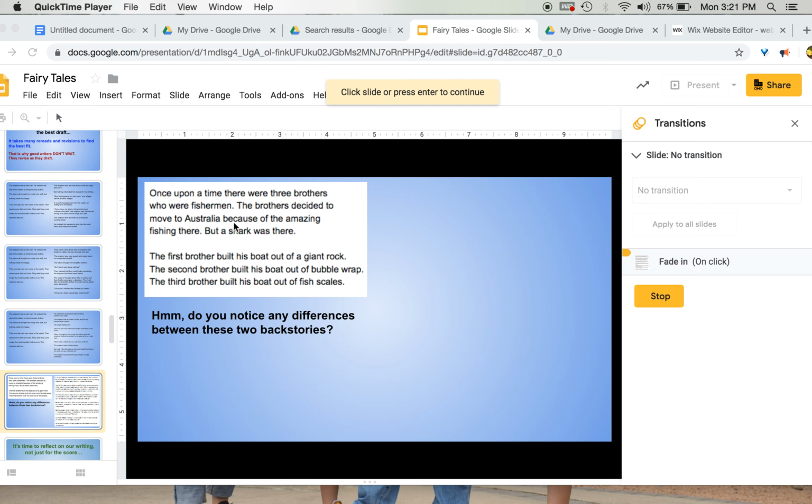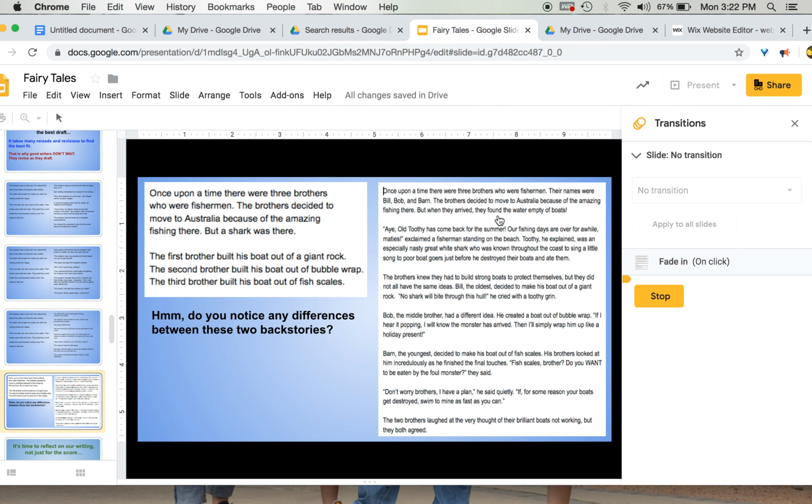So one of the first things that you should learn when you write your stories is that you've got to have some dialogue. Dialogue is when characters talk to each other. Do you see any characters talking to each other in here? I don't. So let's take a look at this backstory now.